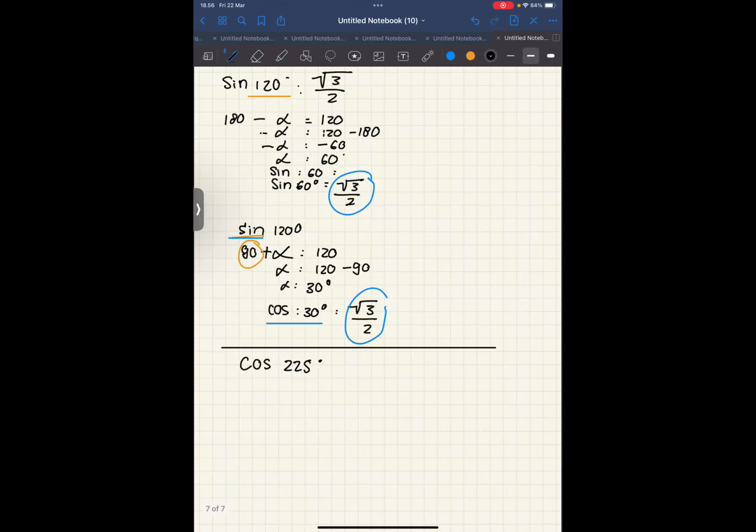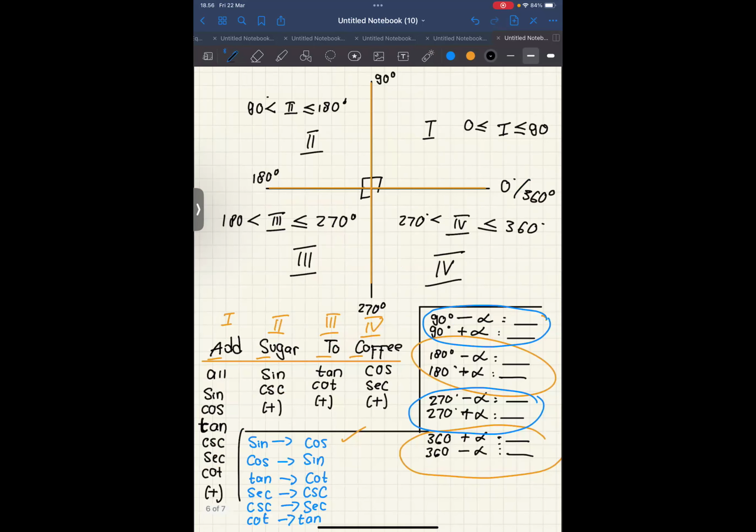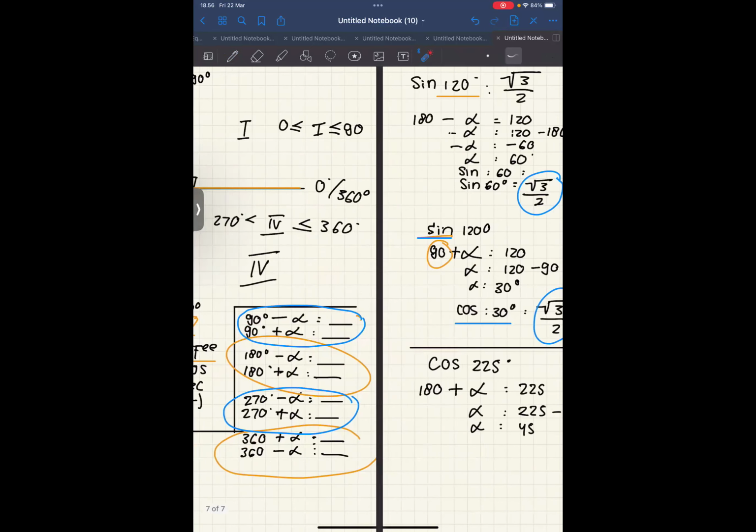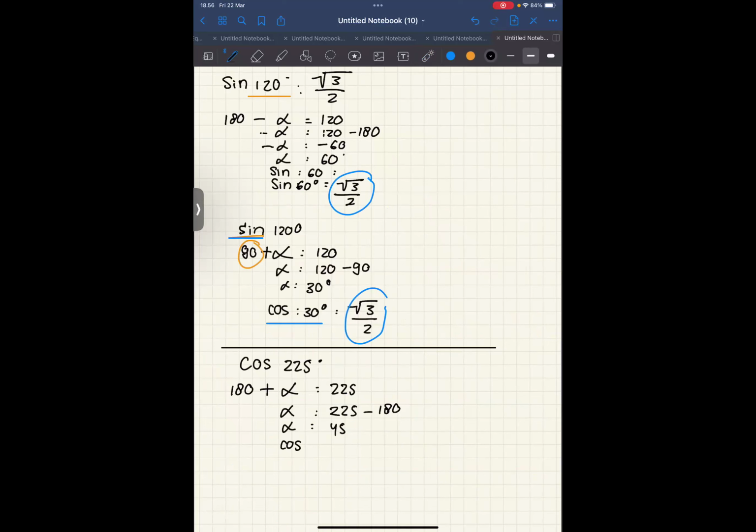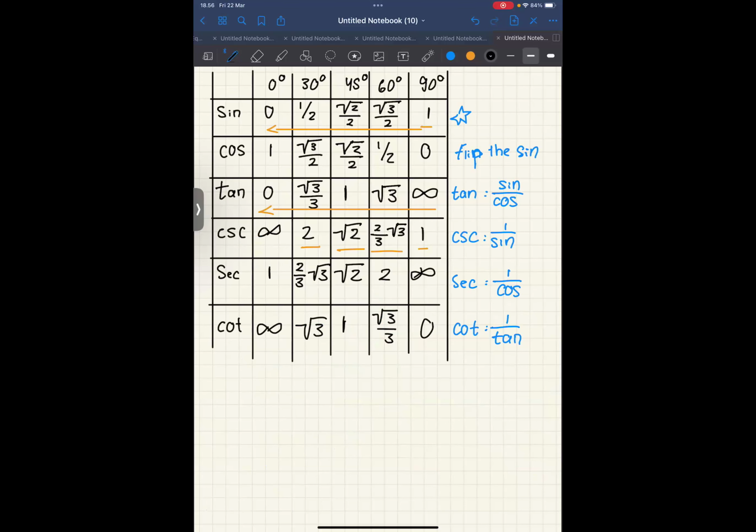So we're gonna try using 180 first, because 180 is lower than 225. We're gonna plus an angle. This angle is gonna be 225 minus 180, which is 45. As for the 180 degree in the horizontal line, it stays the same. So it's still cosine of 45 degree, which we see here is square root 2 over 2.